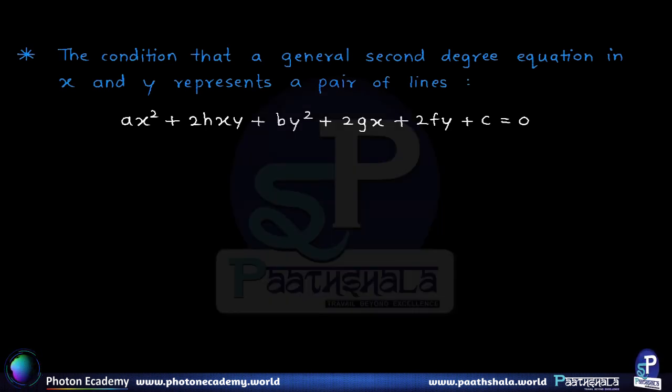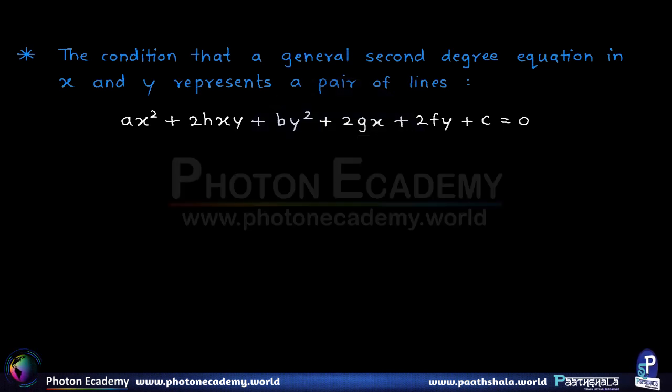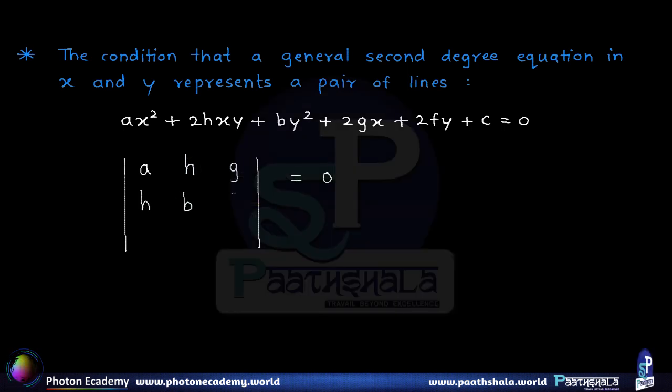So we have to consider the second degree general equation in x and y, as we know here. For the equation ax square plus 2hxy plus by square plus 2gx plus 2fy plus c equal to 0, the condition that this represents a pair of lines is given as a determinant equal to 0, and how to fill the determinant is like this. We have a, h, g, h, b, f, g, f, c.